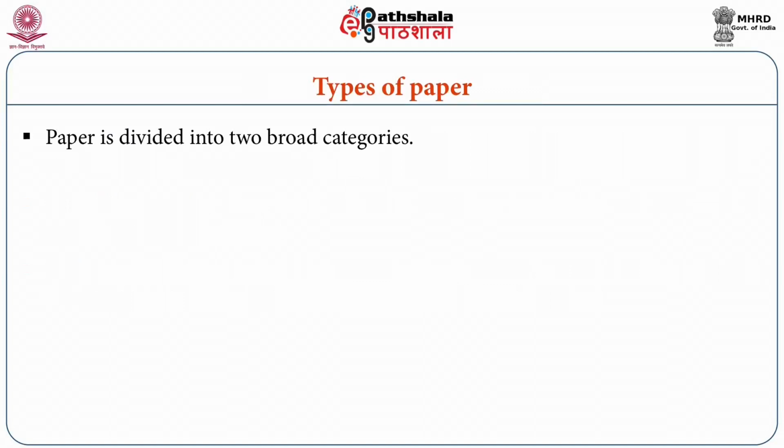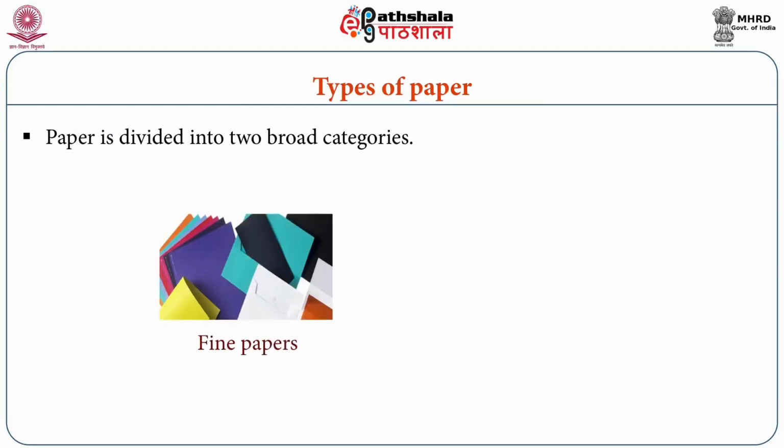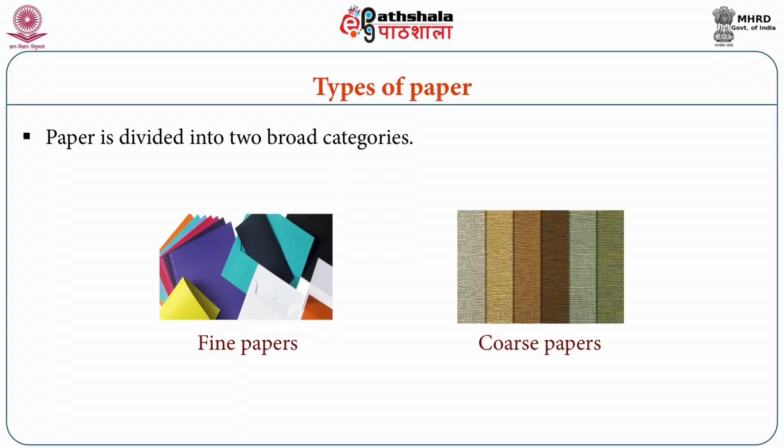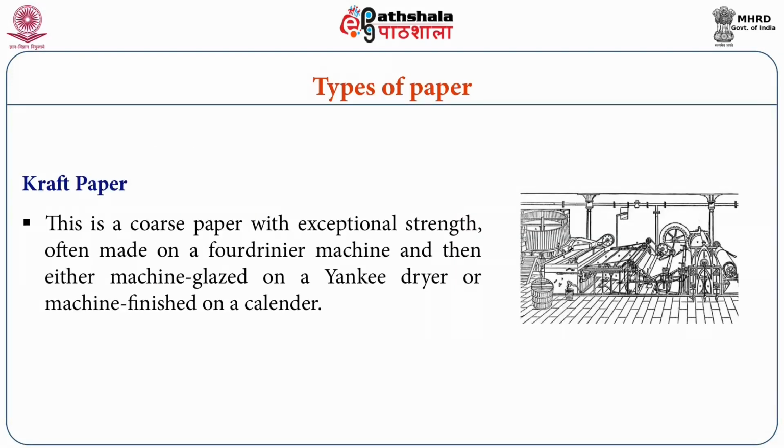It is divided into two broad categories. Fine papers, generally made of bleached pulp and typically used for writing paper, bond, ledger, book and cover papers, and coarse papers, generally made of unbleached kraft softwood pulps and used for packaging. So in this, first we will take kraft paper.